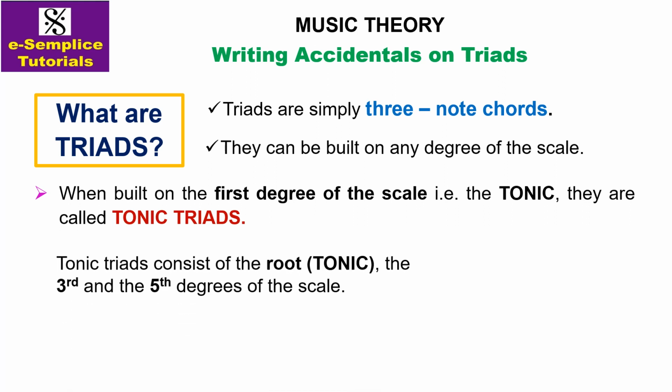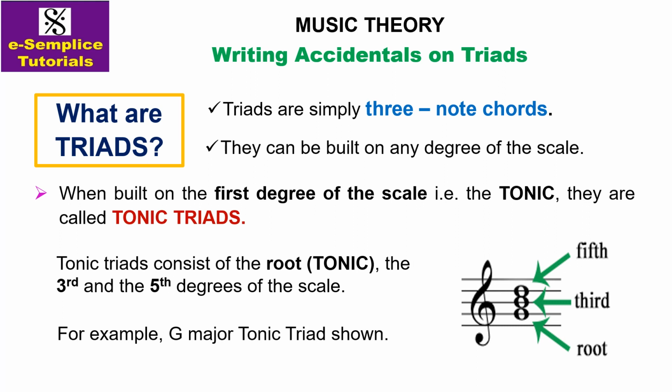Tonic triads consist of the root, which is the tonic, the third and the fifth degrees of the scale. For example, let's look at G major tonic triad shown in this illustration. That is G major tonic triad written without key signature. You can see the root, a third above the root and a fifth above the root.